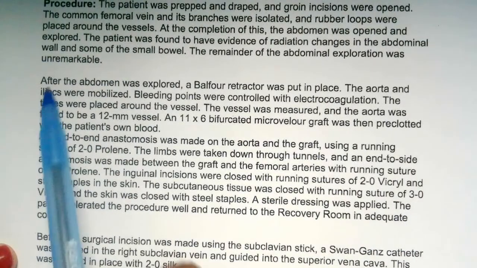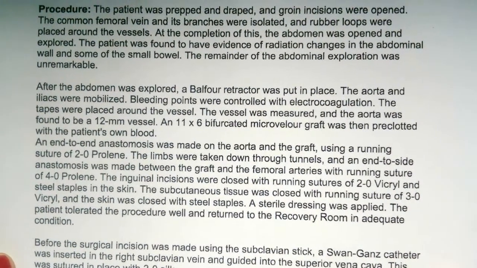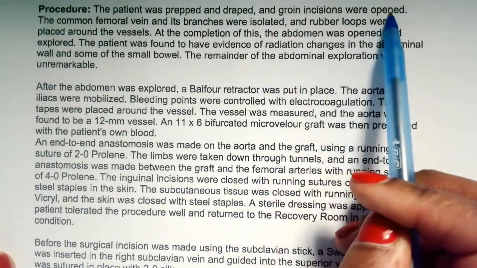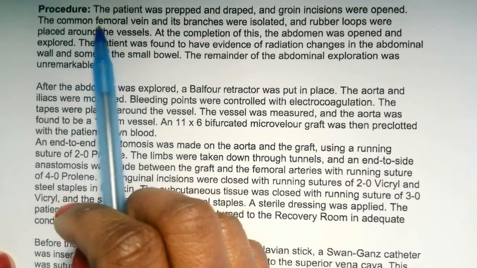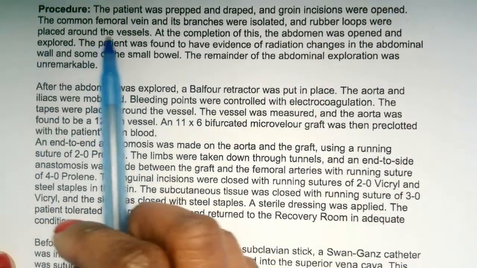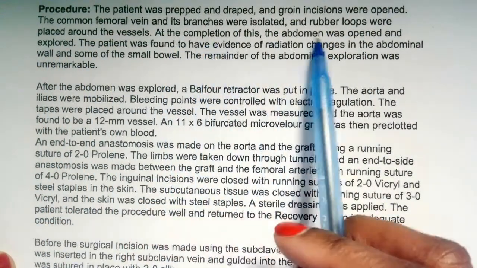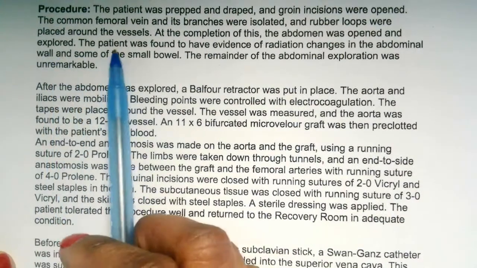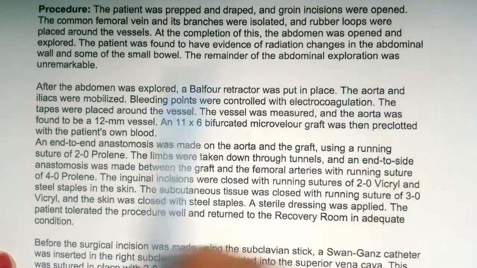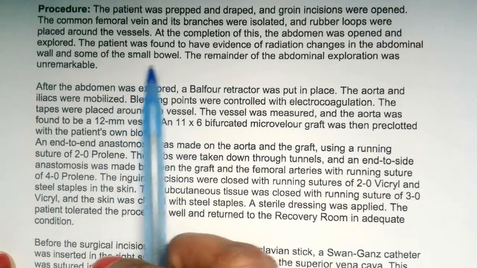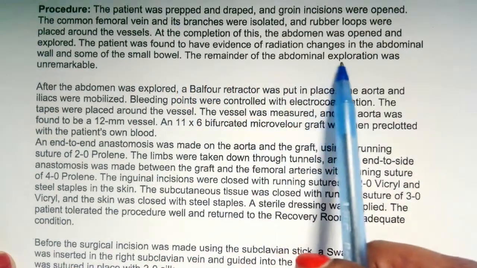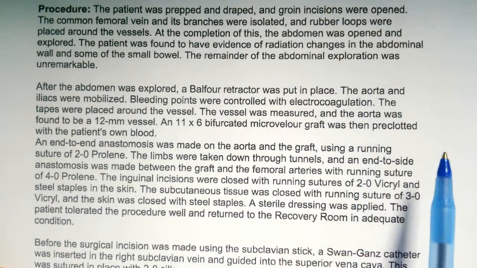All right. So then, as we continue through the note, the usual prepped and draped. Groin incisions were opened. The common femoral vein and its branches were isolated and rubber loops were placed around the vessels. At completion of this, the abdomen was explored. The patient was found to have evidence of radiation changes in the abdominal wall and some of the small bowel. The remainder of the abdominal exploration was unremarkable.